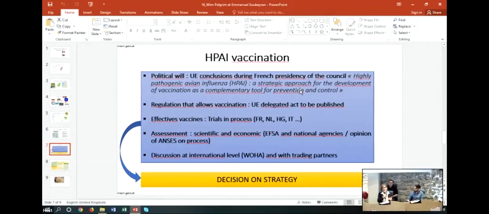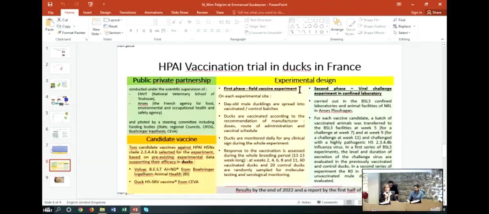And then when we have done all this, and it takes a little bit of time, of course, then we can decide our strategy, having in mind that our goal is safe vaccination for safe trade. This is the conclusion that we have. On the last slide, I describe, but it's maybe too small.